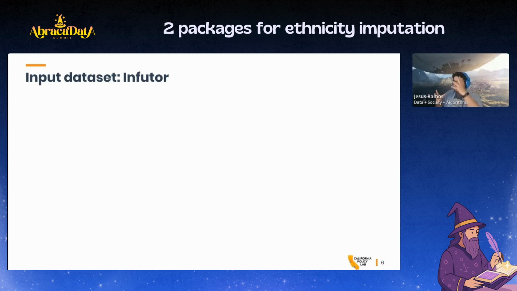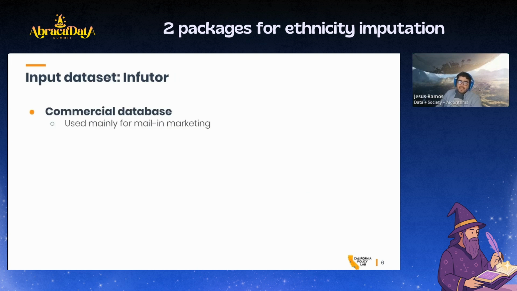Right. So these are the models. Now, these models must be applied to a data set. Our input data set is the data set Imputer. Imputer is a very famous commercial database in the US, but it is used mainly for mailing and marketing. That is already introducing a bias, because the observations contained in this database may have gone through some kind of selection mechanism that is introducing some kind of bias into the process.